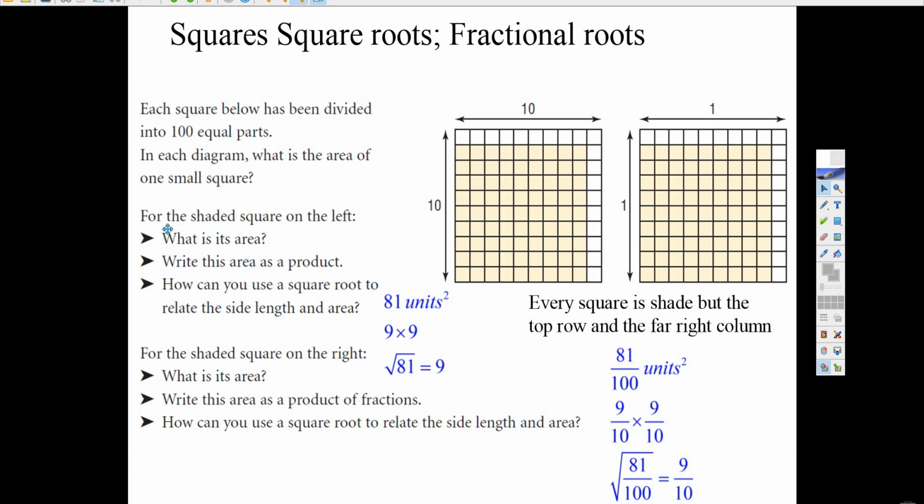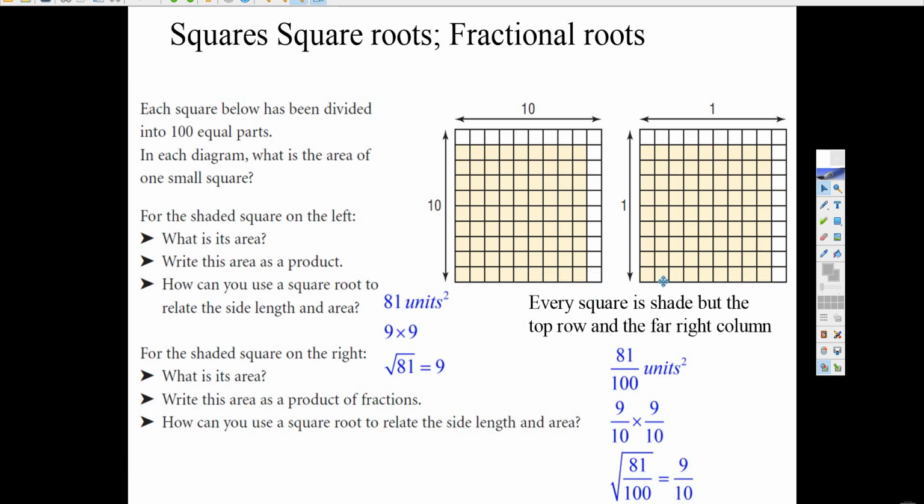Well, the question they ask, for the shaded area on the left, what is the area? Well, it's 9 squares this way, 9 squares this way. We don't have to count all the squares. We know it's 9 times 9. So 9 times 9 makes an area of 81. How can you use a square root to relate the side length to the area? Well, the big idea is if you take the square root of the area 81, if you've got a square, the side is the square root. So that's 9 by 9. So the square root of 81 is 9 because 9 times 9 is 81.